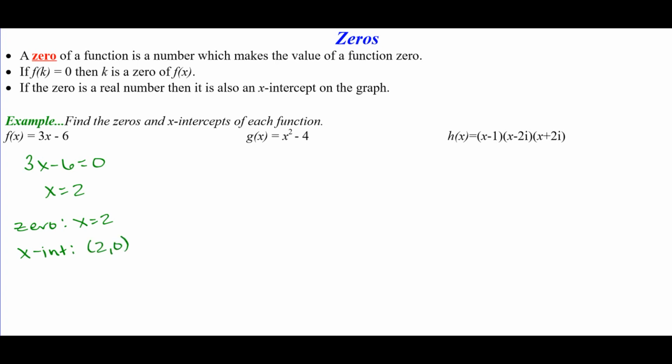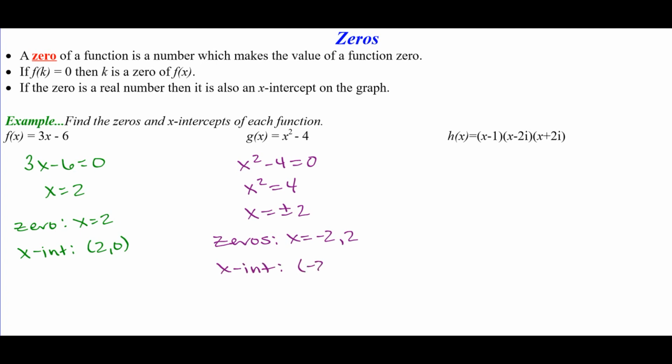In the second example, now I have a quadratic function. So here I'm going to have x squared minus 4 equals 0. We have lots of ways to solve a quadratic, so it doesn't matter how you do it. I'm just going to extract the roots on this one. So I'm going to get x equals plus or minus 2. So this tells me I have zeros at x equals negative 2 and positive 2. Both of those are real numbers, so I have two x-intercepts at the points (-2, 0) and (2, 0). In this last example, we have a polynomial in factored form.